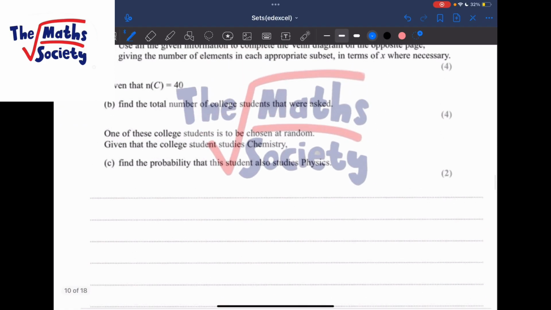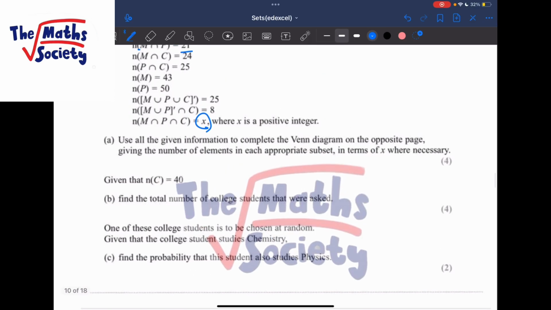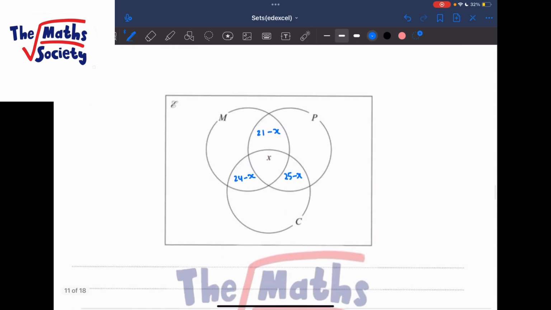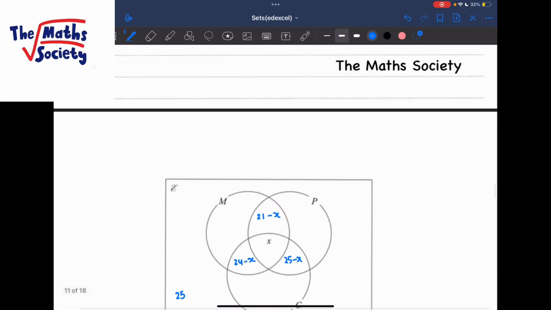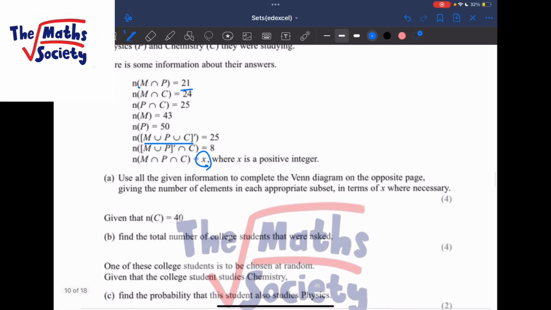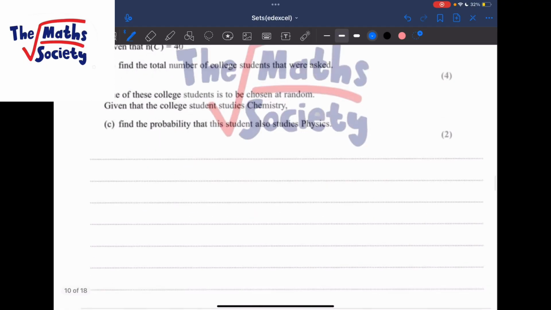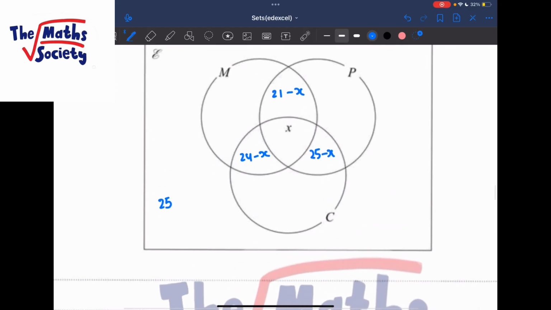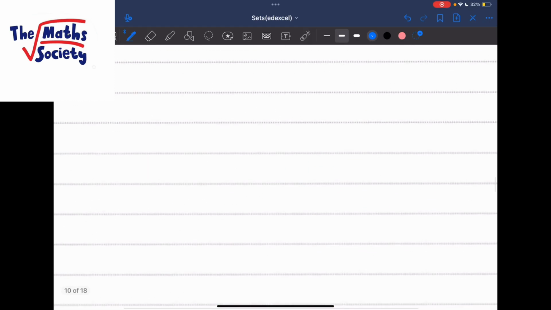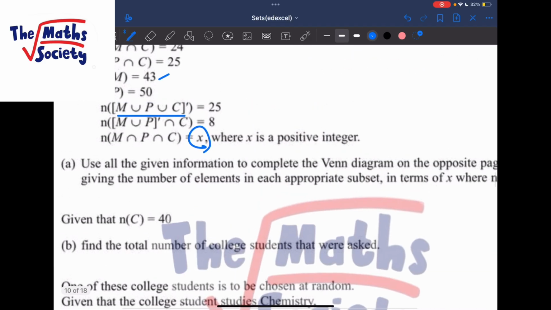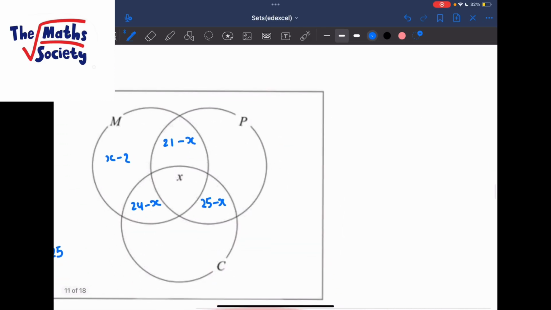And we saw that it was here M union P union C prime, so that's nothing that is either M or P or C, which means it's going to be 25 outside. And then we can see that it was given 43 for n(M). So M was 43, so that's just going to end up with x minus 2, and then you have P, which is 50. So 50 minus all these, which is going to end up with 4 plus x.